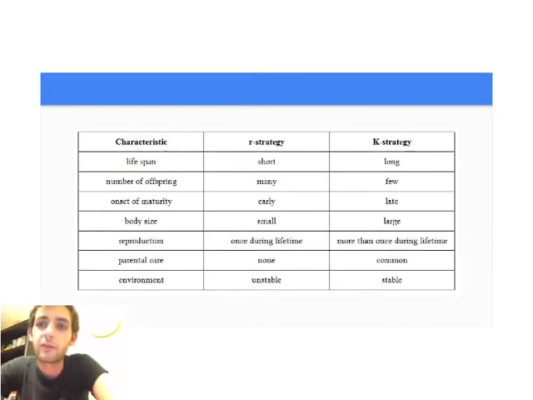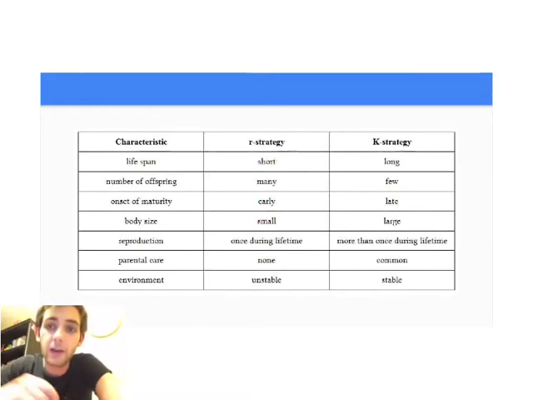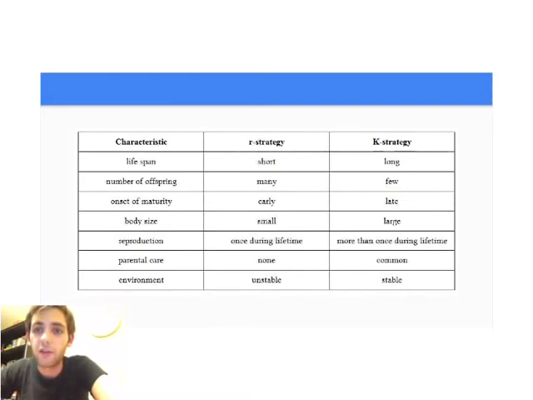So R strategists, lifespan, they're going to be pretty short. They're going to produce many, many offspring very early on, so that onset of maturity is pretty early. This ties into our video on the properties of population when we started talking about survivorship curves. Their body size is going to be pretty small. Reproduction is usually going to only occur once, and they're going to produce a high number of offspring. They don't provide parental care, which means that most of those offspring won't necessarily survive. And they like an unstable environment, so an environment that is still developing, so it's not yet reached a carrying capacity.